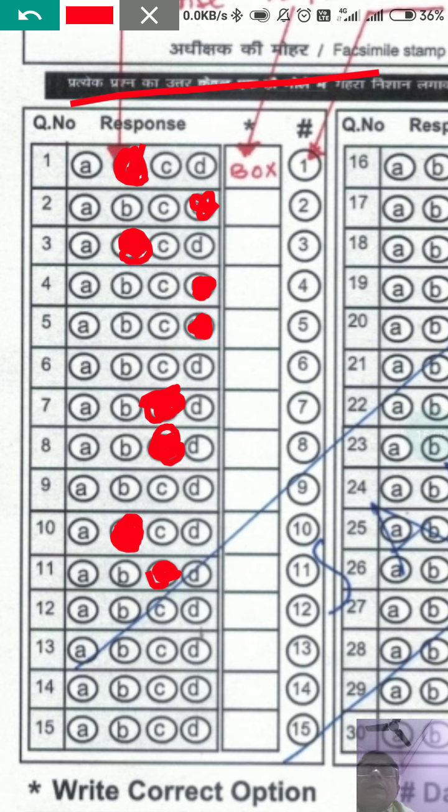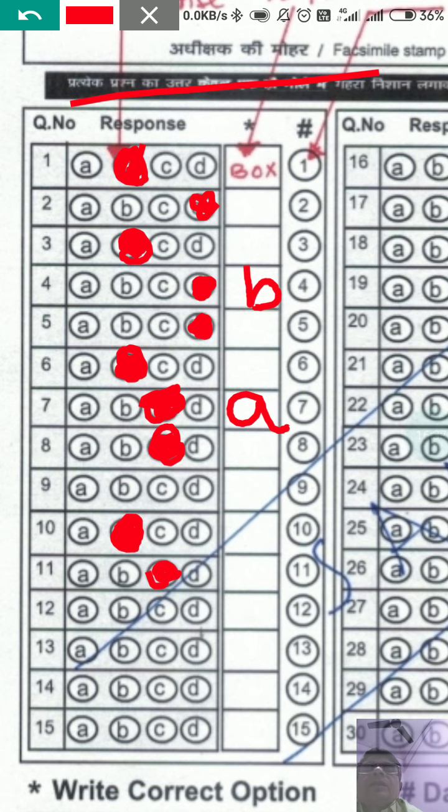Now, when you review, you think that in question number 4 and question number 7 you have a wrong response, so you have to correct it, and apart from these all are correct. So first of all, in question number 4, suppose the correct answer is B, just write B here, and in question number 7, if you find the correct answer is A, just write A.